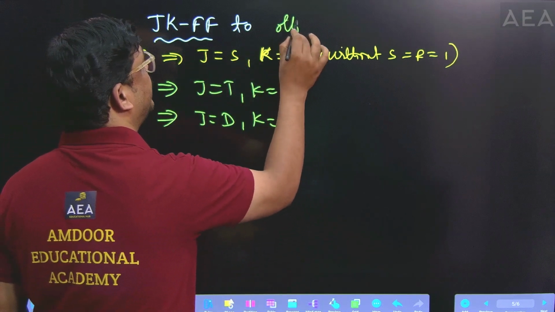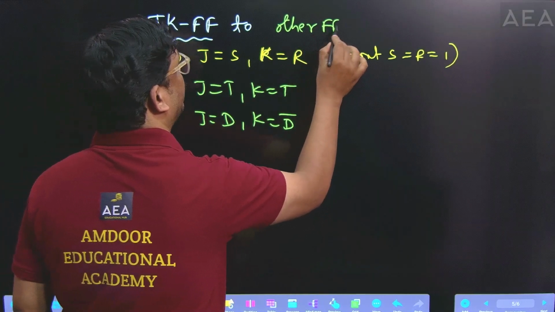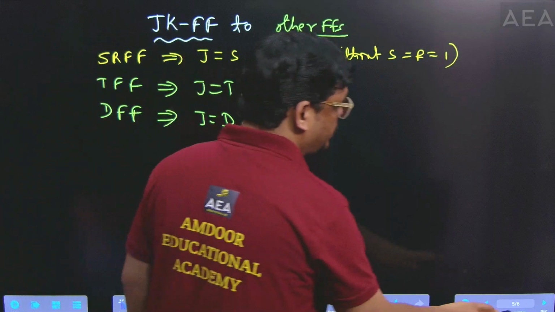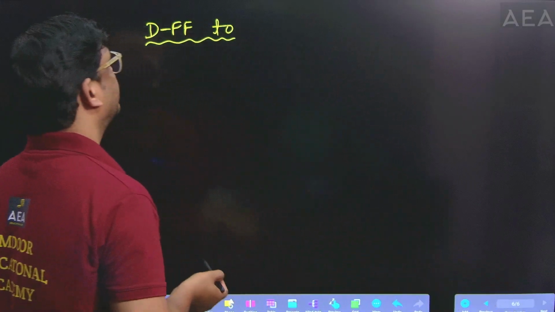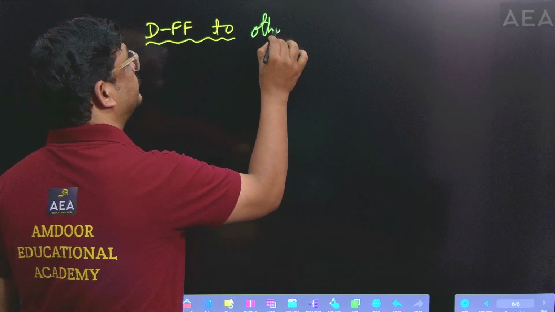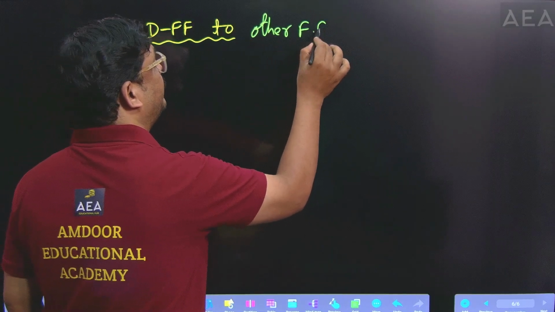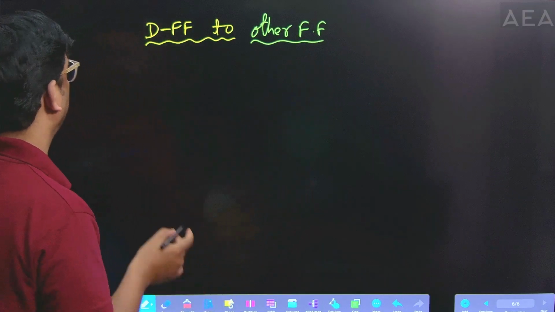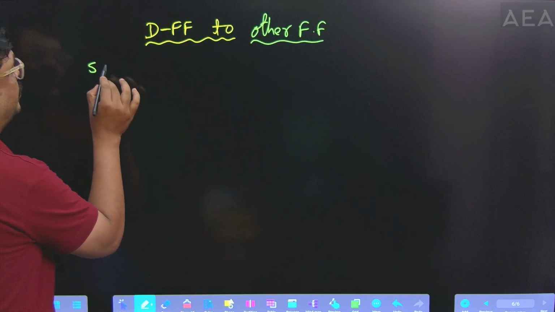Just write the statement here, other flip-flops. Okay, and similarly we have to discuss delay flip-flop too. Delay flip-flop to other flip-flops means here we have to write delay flip-flop to SR. So let us write here delay flip-flop to SR flip-flop.